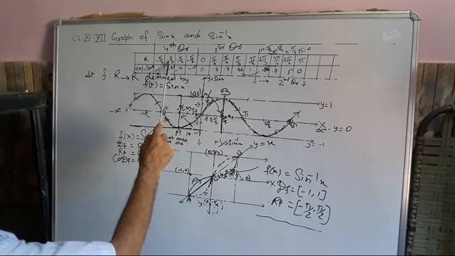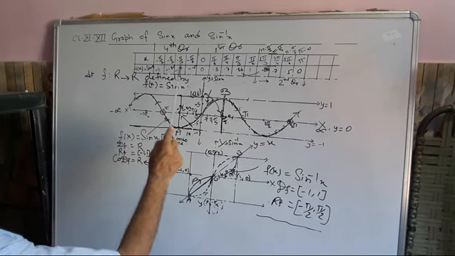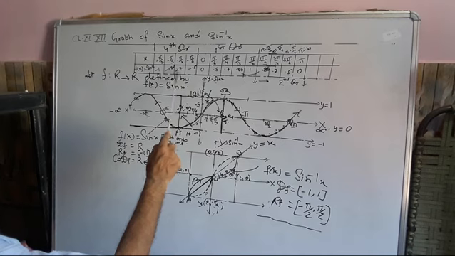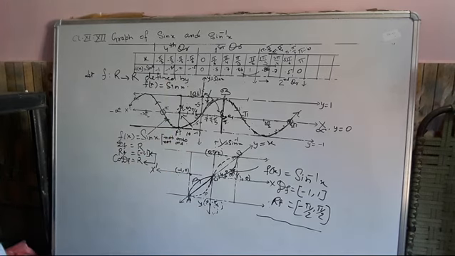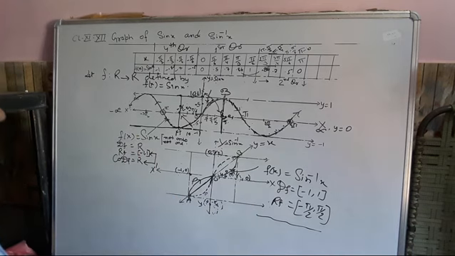minus π/4, minus π/3, minus π/2, we get some values but with negative sign due to the fourth quadrant: minus 0.5, minus 0.7, minus 0.8, minus 1. Now by joining we get the curve like this. It is from minus infinity to plus infinity.